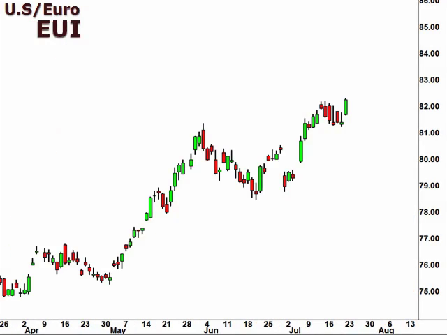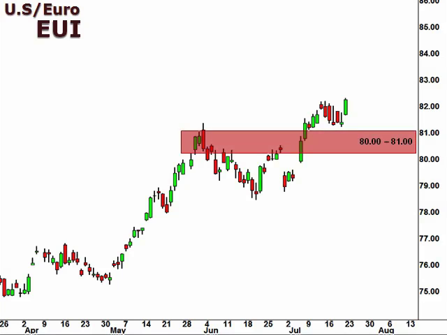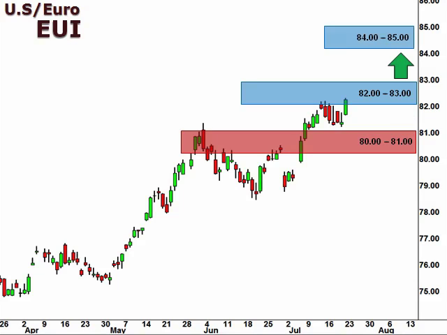Let's take a look at the US dollar versus the euro as seen here in the ISE FX Options pair value EUI. Well, the EUI spent last week consolidating above the 80.81 support level, with last Friday closing strong to the upside, testing 82. We anticipate a continuation higher with 84.85 as the next upside target.